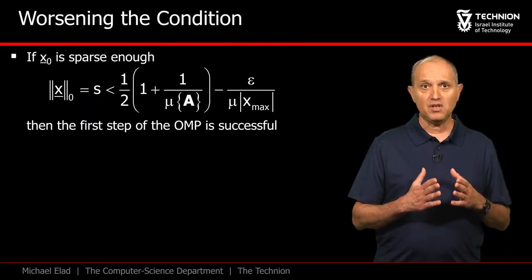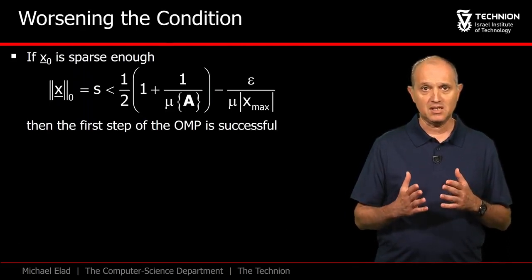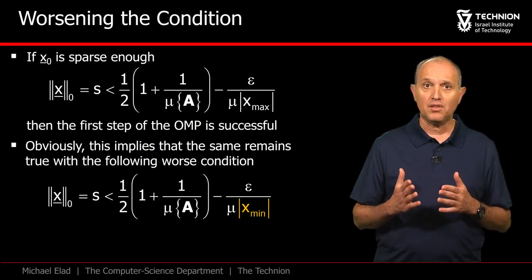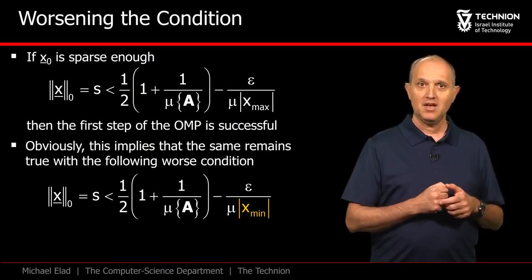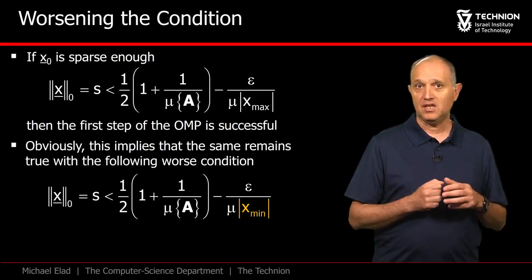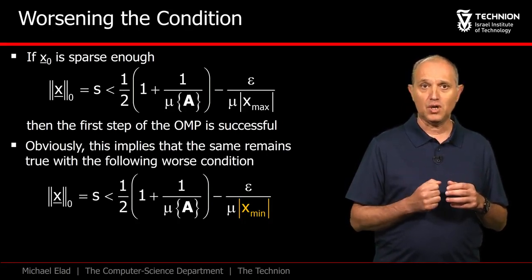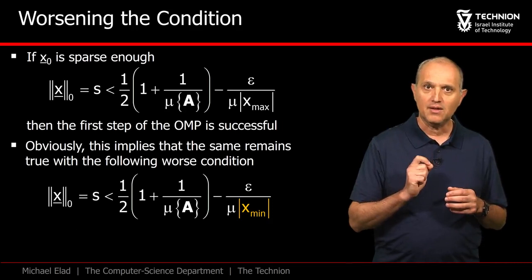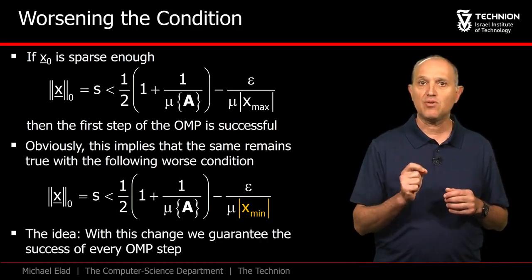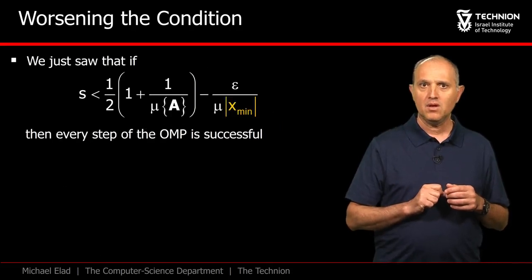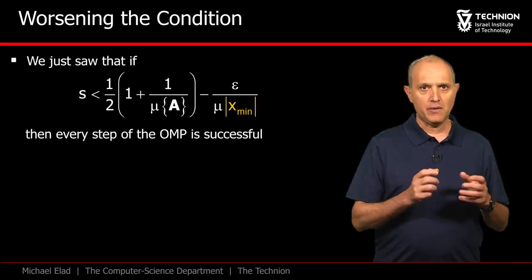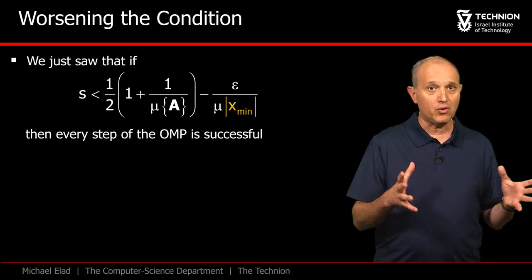Therefore, instead of using this condition for guaranteeing success, let's worsen the condition and require this alternative one in which x min replaces x max. This is a worse condition, and as such it covers in it the original one. However, more importantly, this condition now guarantees the success of every step of the OMP, not just the first one. We have this condition as a guarantee for the success of every step of the OMP.